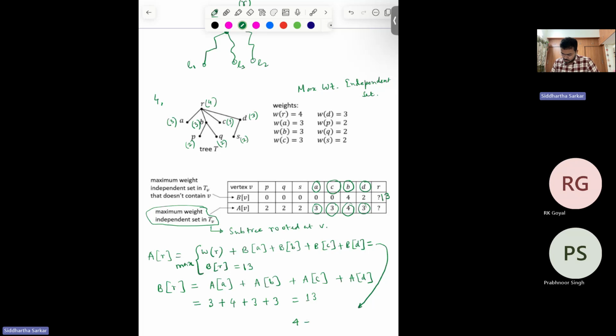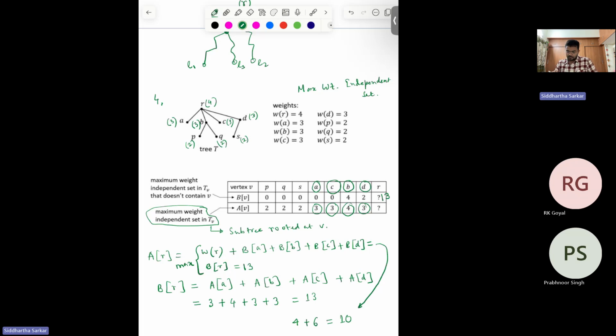So the weight of r is 4 plus what is b of a? B of a is 0. B of b is 4. B of c is 0. B of d is 2. So 2 plus 4, 6. So you might get 6 plus 4, 10.